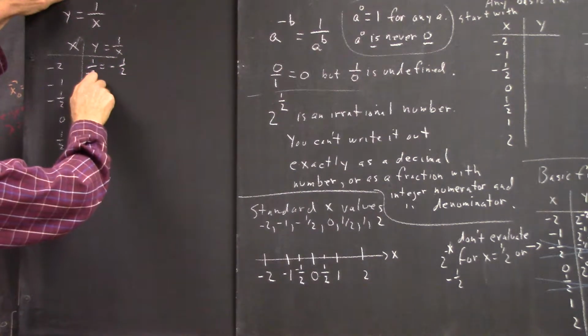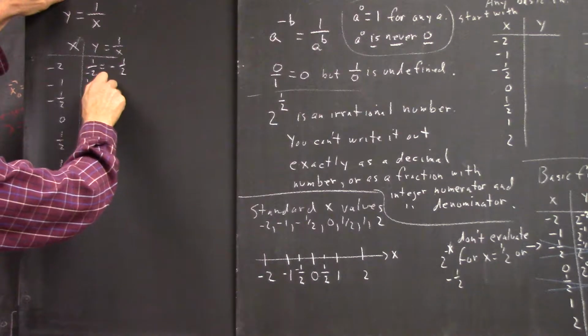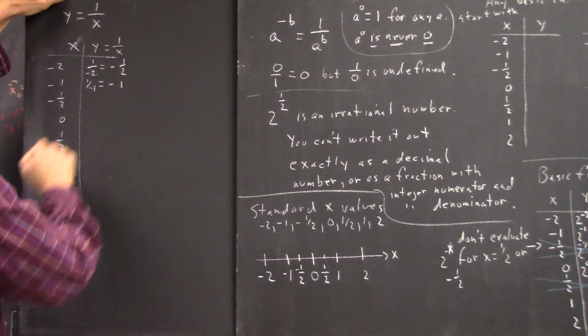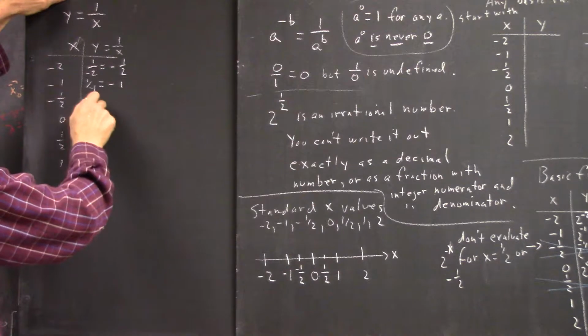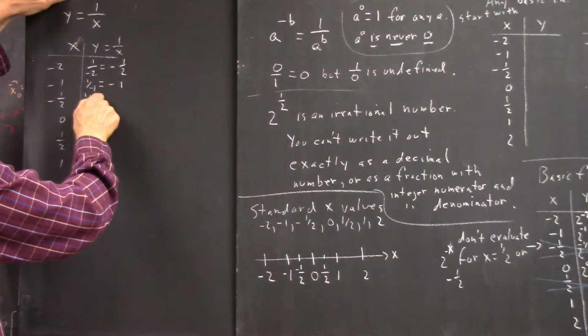When x is -1, it's 1 over -1, which equals -1. When x is -1/2, it's 1 over -1/2.